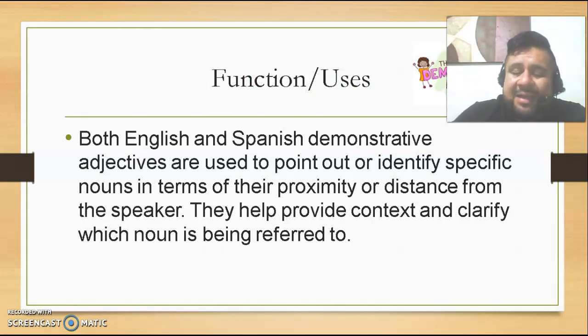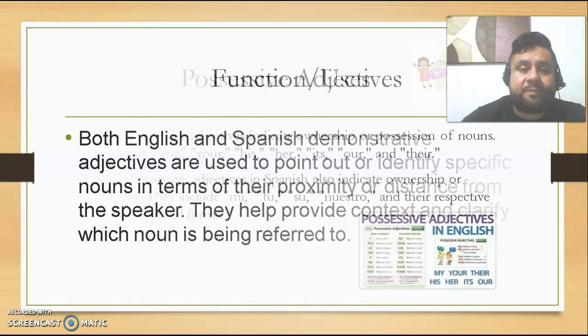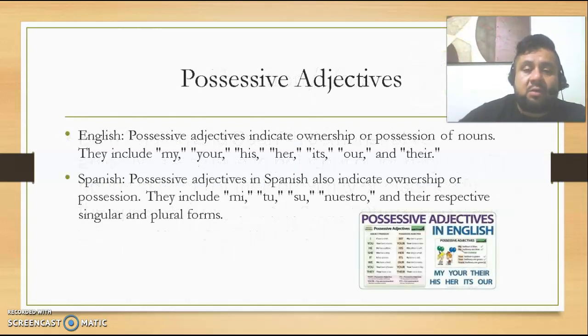The function and the uses. In English and in Spanish, demonstrative adjectives are used to point out or identify specific nouns in terms of their proximity or distance from the speaker. They help provide context and clarify which noun is being referred to. Now we continue with the next one, the possessive adjectives.